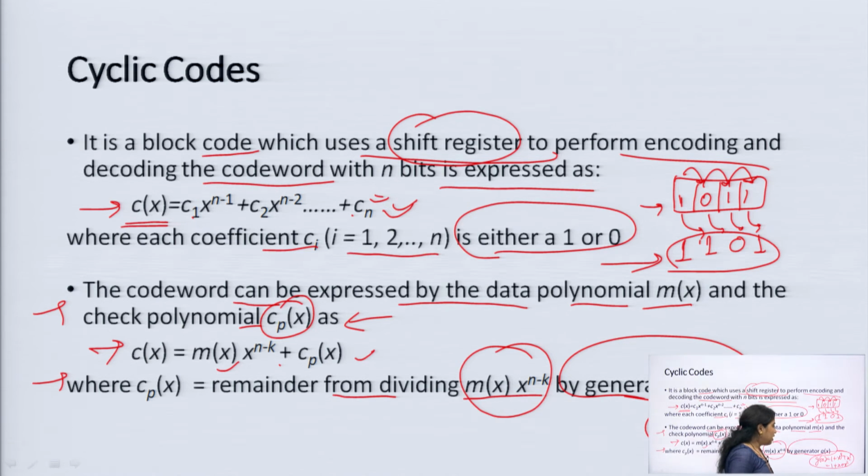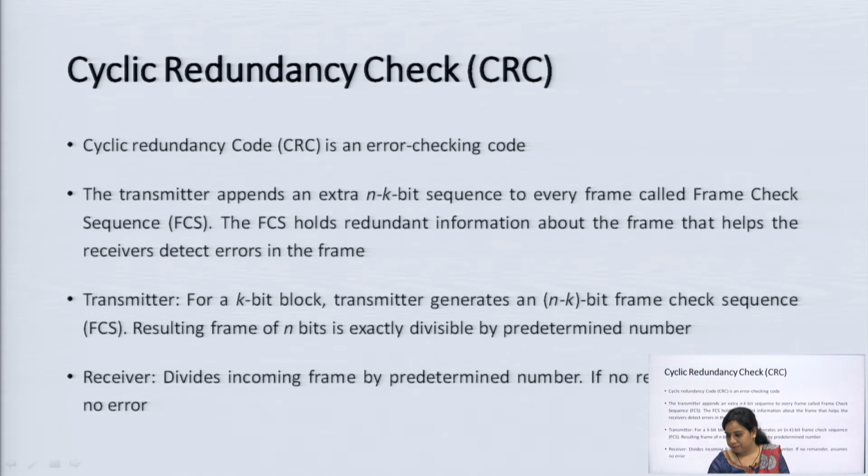denoted by g(x). This is an example of the generator polynomial: g(x) equals 1 plus x square plus x cube. It means these terms will be available. Another generator polynomial is also possible, that is 1 plus x square. So, this is how the generator polynomial will look like.